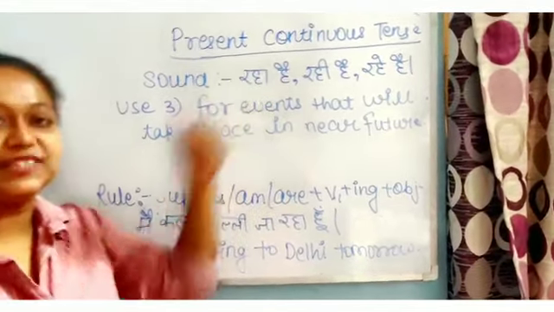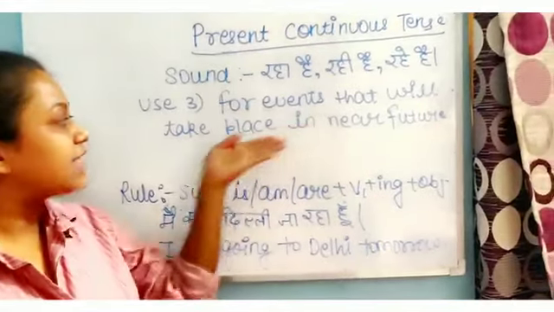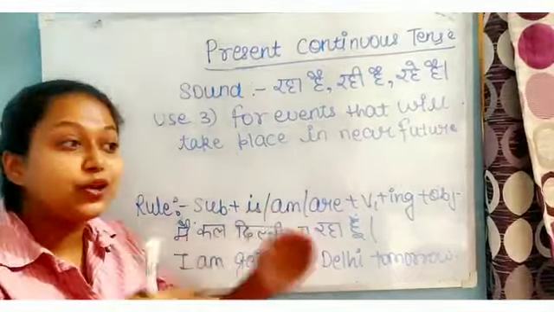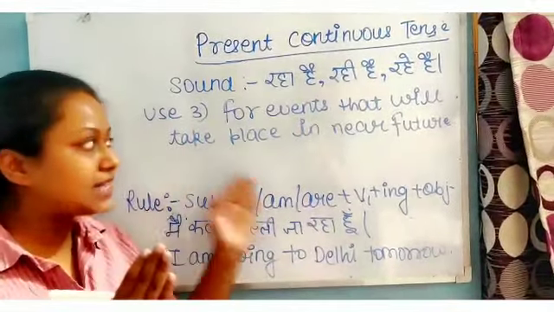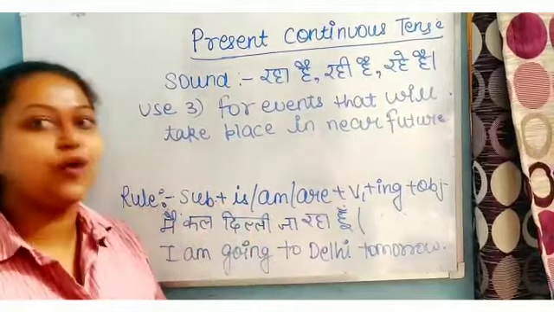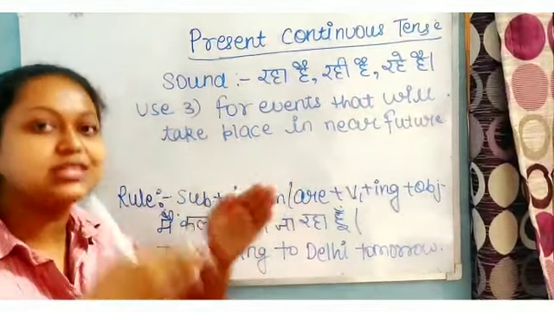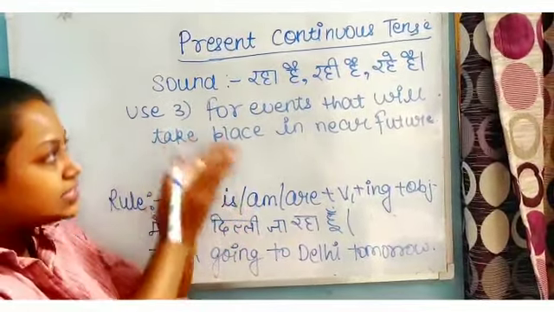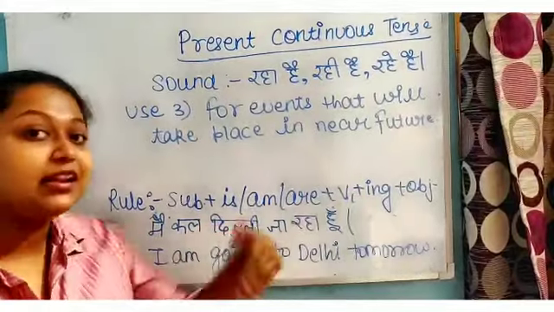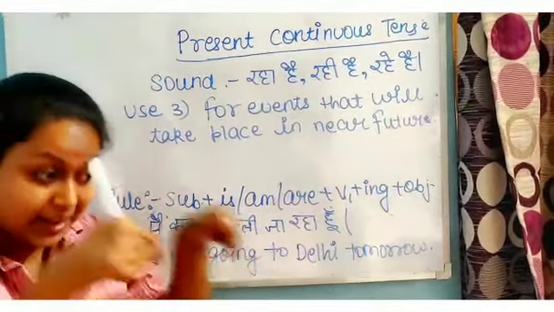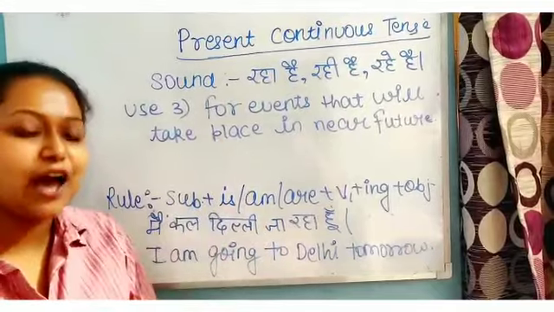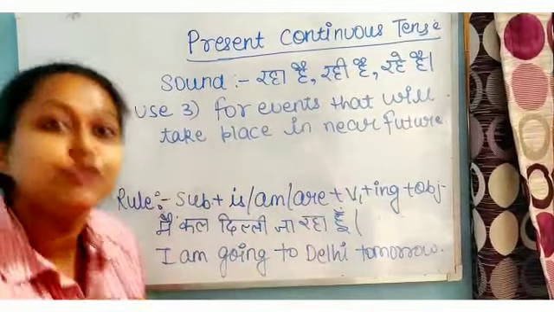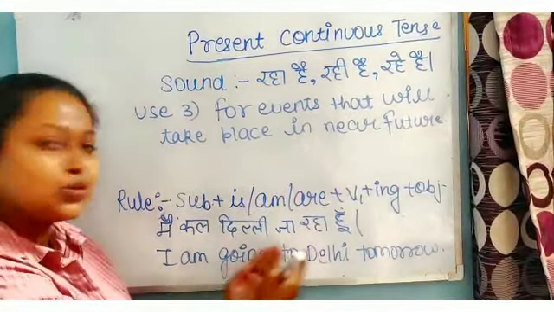Alright, now use third of present continuous tense. Okay, for the events that will take place in near future. We use present continuous tense for the events that are going to take place in near future. It means what? These actions are not happening right now in front of your eyes, but yes, these actions are going to take place in near future. Alright, so these type of sentences we include in present continuous tense. For example, मैं कल दिल्ली जा रहा हूँ. Alright, I am not going to Delhi now. I am not going to Delhi right now. Okay, but yes, मैं कल दिल्ली जा रहा हूँ. This action is going to be happen in near future. Okay, so the answer is I am going to Delhi tomorrow.